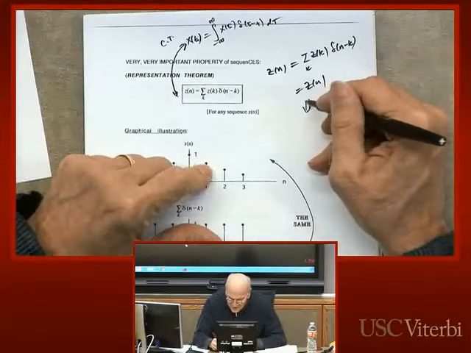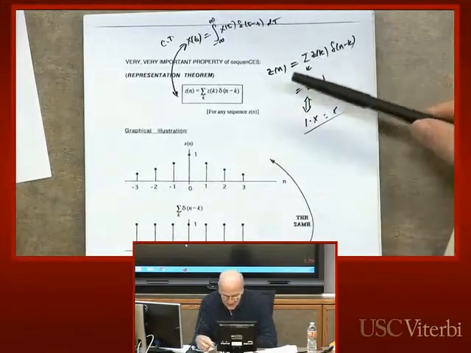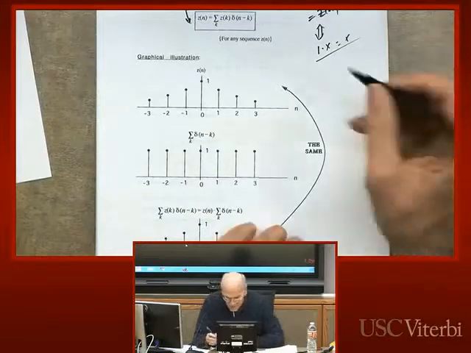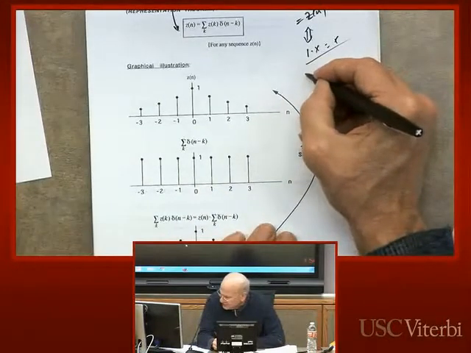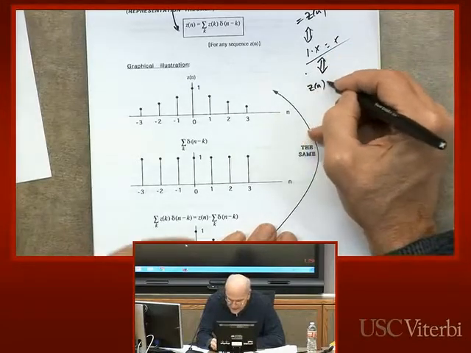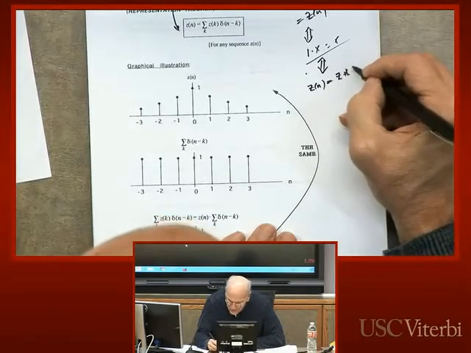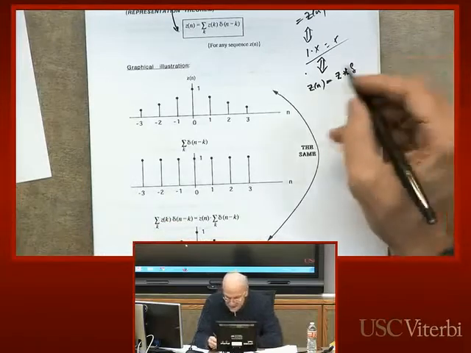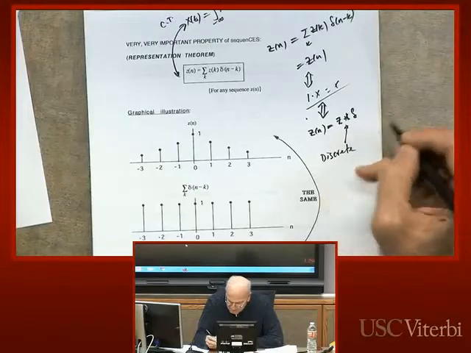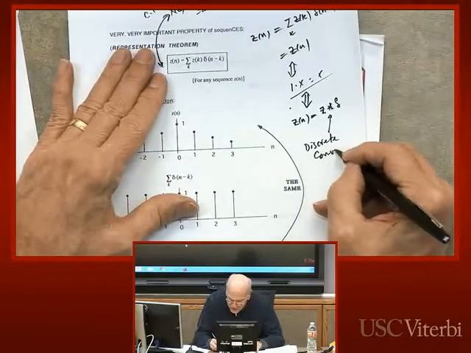It's also analogous to 1 times x is equal to x. That's the idea in the signal domain. Or incidentally, I could write it as z of n is equal to z convolved with delta of n. Okay, this is called discrete convolution.